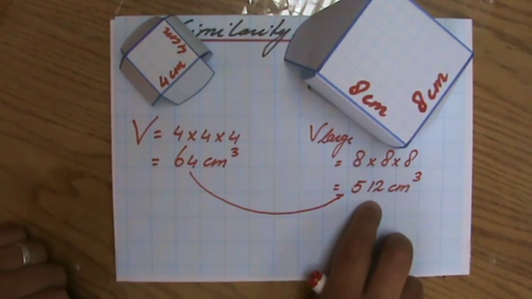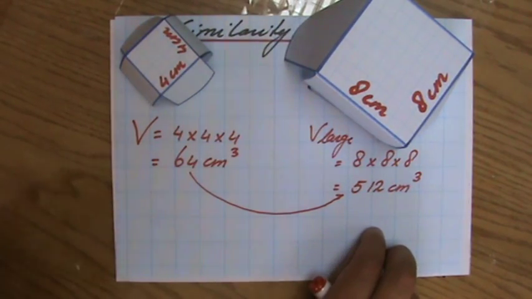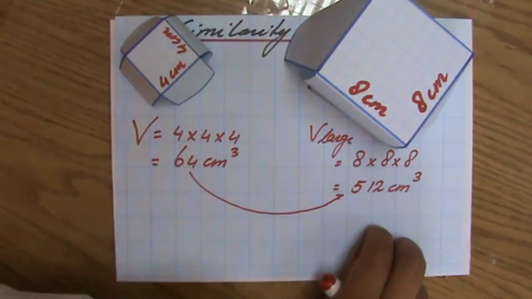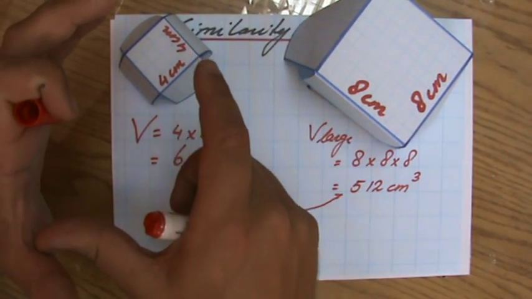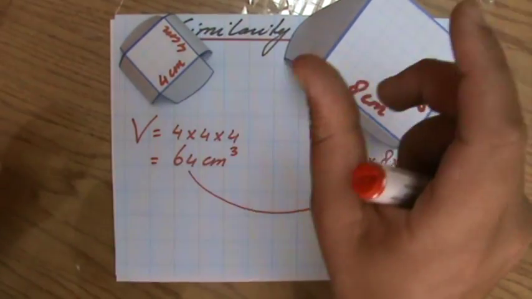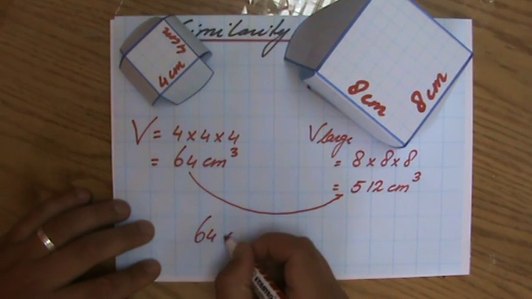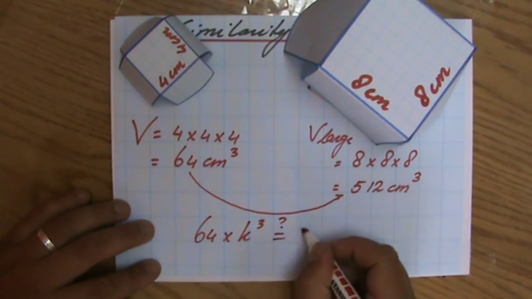It doesn't work with area either, because you're talking about centimeters squared for area. So we saw then that we have to do the scale factor squared. And now we're looking at volume, it's centimeters cubed. So what do you think? Is it going to be the scale factor cubed? Let's find out. 64 times the scale factor cubed, is that going to give me 512?